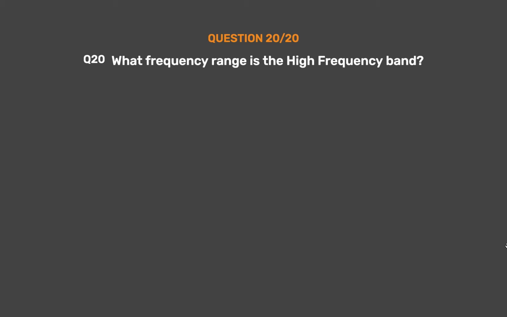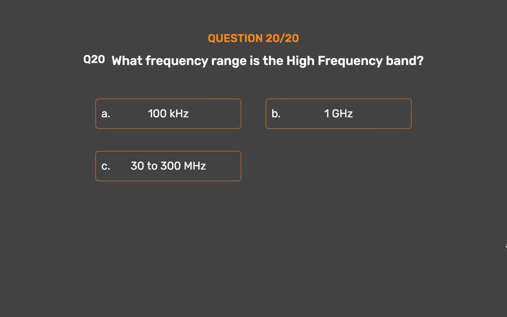Question number 20. What frequency range is the high frequency band? Option A, 100 kHz. Option B, 1 GHz. Option C, 30 to 300 MHz. Option D, 3 to 30 MHz.